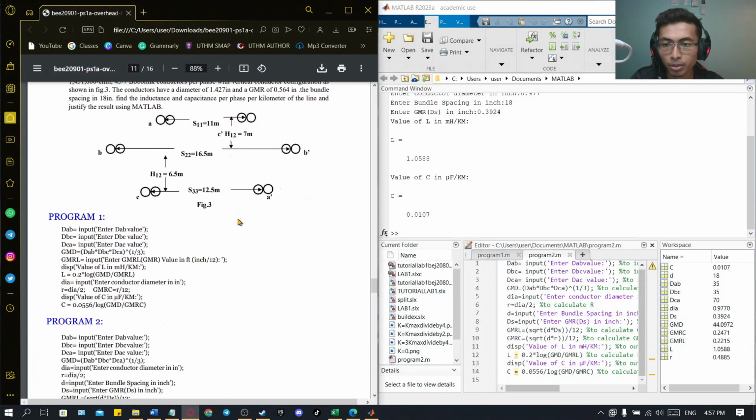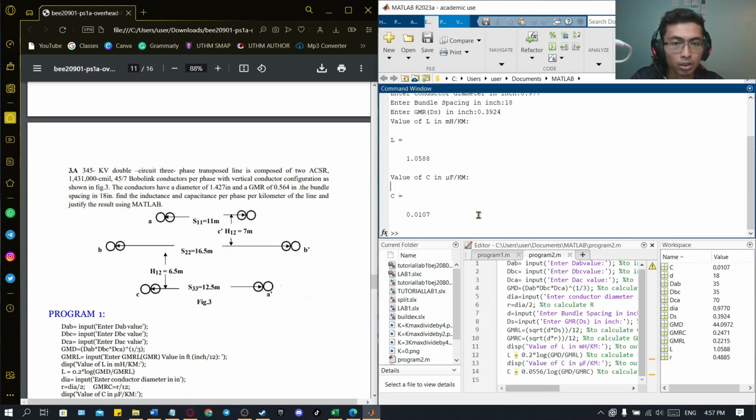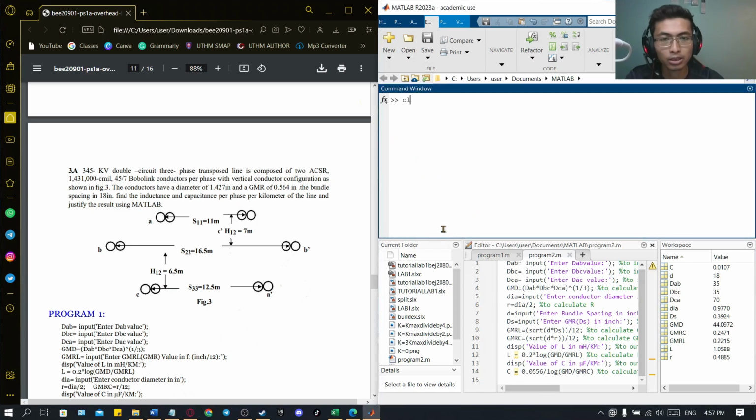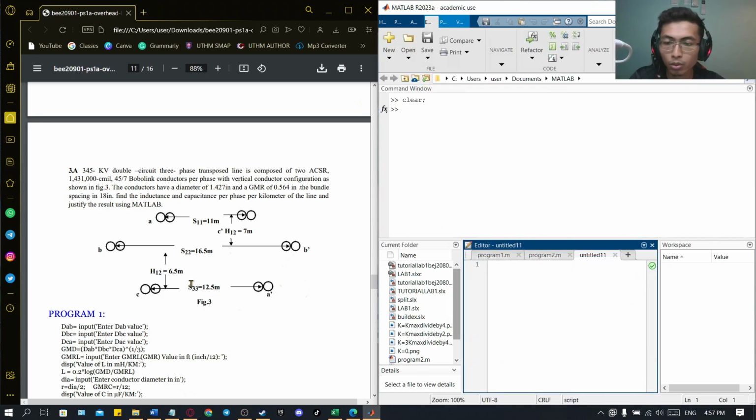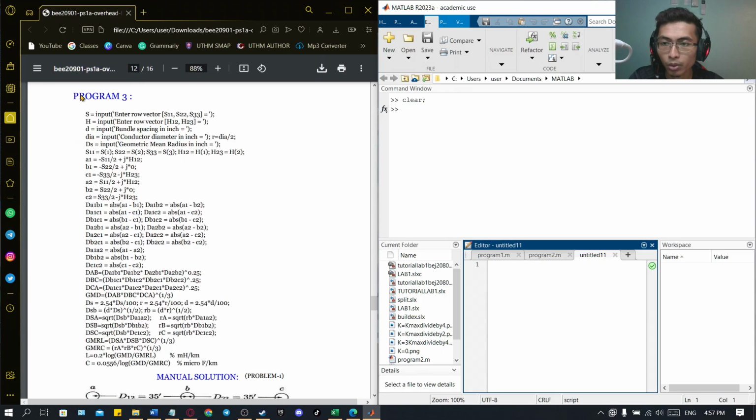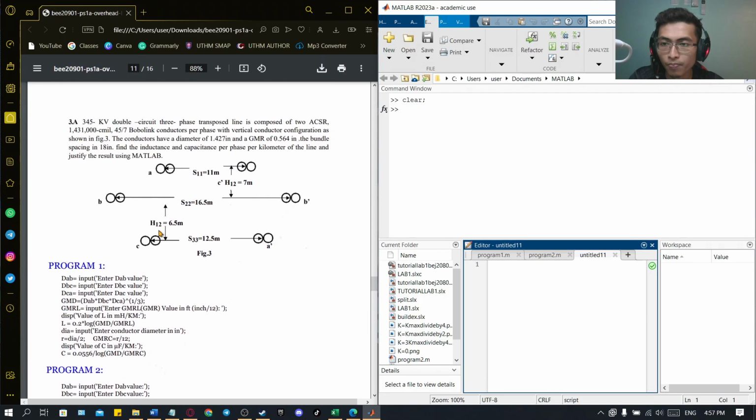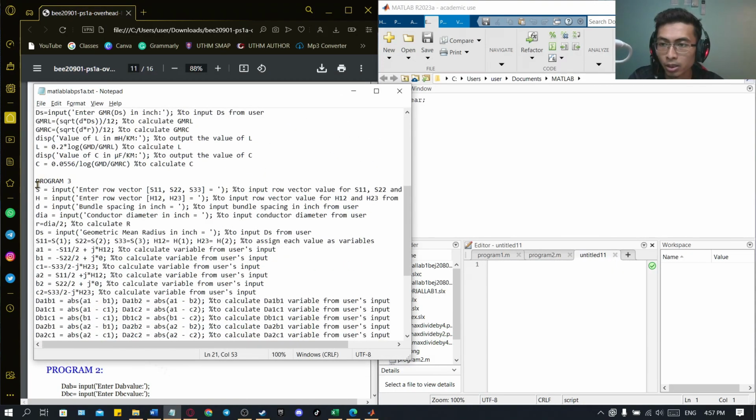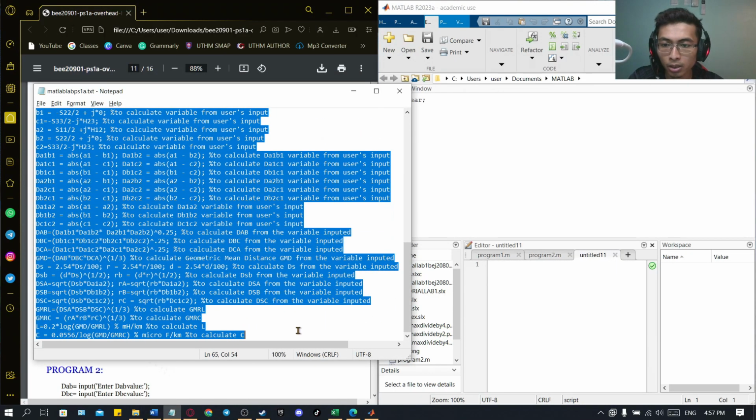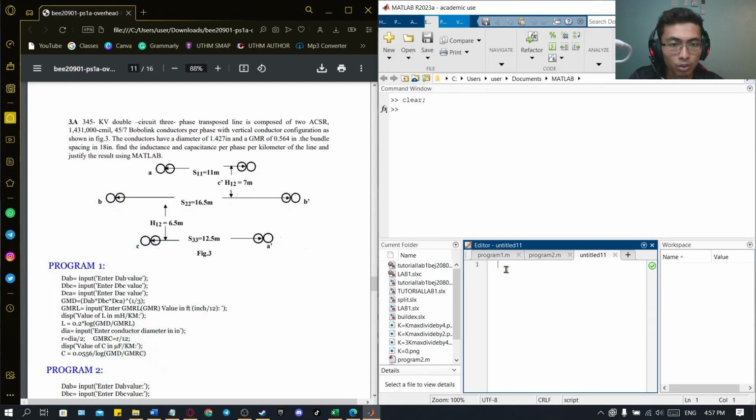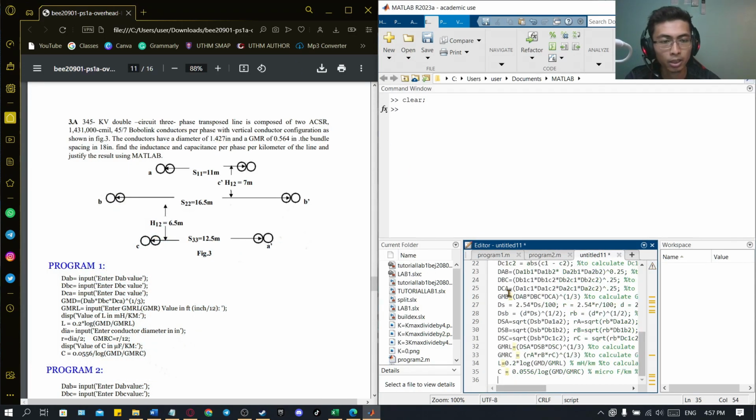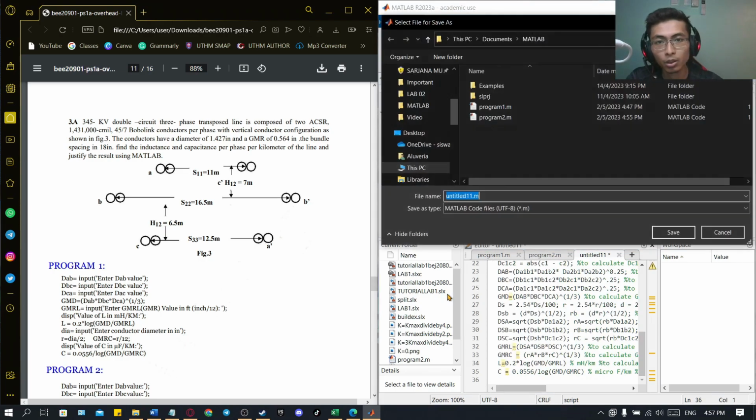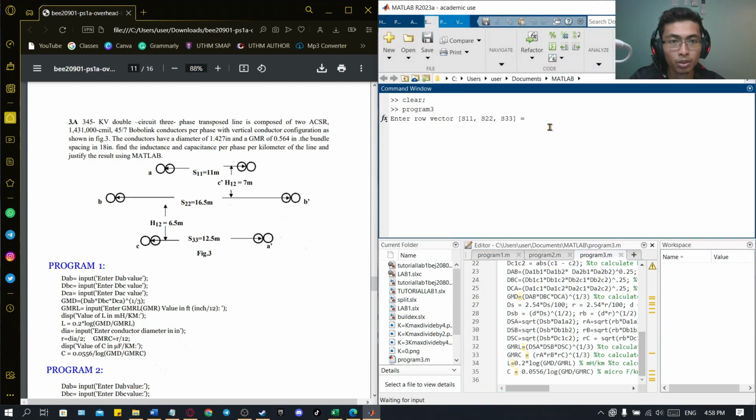Okay, program 3 is going to be a little bit harder. Here we need to clear first. After clearing, we make a new script, and we take all of this, the already corrected values, paste it and enter, and run it. We're going to rename it as program 3. So program 3 has started.